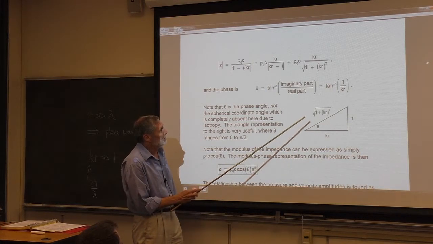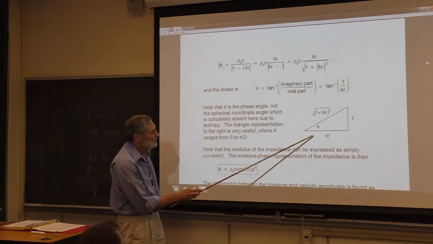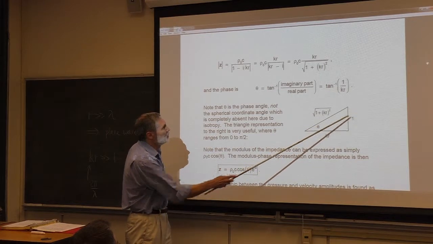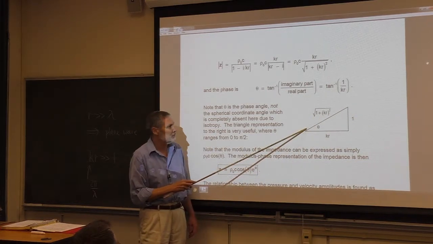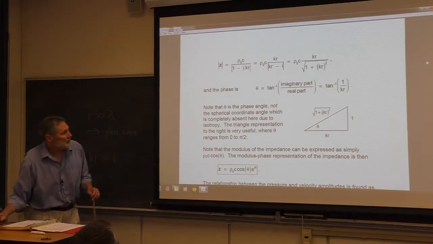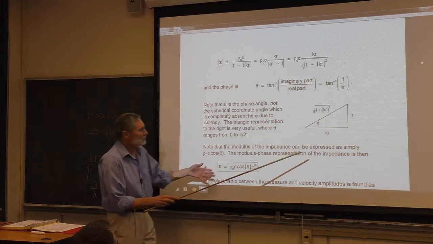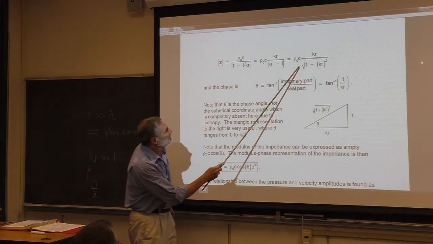So to quantitatively handle this, it's appropriate to remember this diagram right here, because you can see that the tangent of theta is what? It's 1 over kr. So this is correct, okay? And Pythagoras tells us what the hypotenuse is here. So one of the reasons this is useful is, look at our modulus. We're going to get some use out of it right now, and we're going to get use out of it when we do problems.